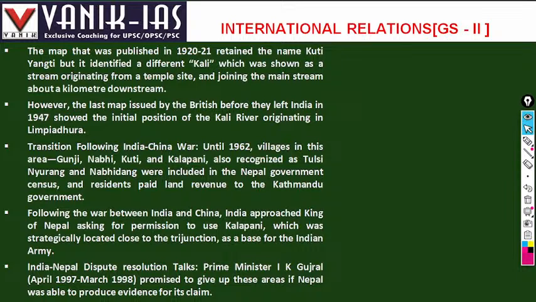The map that was published in 1920-21 retained the name Kuti-Yankti, but it identified a different Kali, which was shown as a stream originating from a temple site and joining the main stream about a kilometer downstream. However, the last map issued by the British before they left India in 1947 showed the initial portion of the Kali River originating in Limpiyadhura.